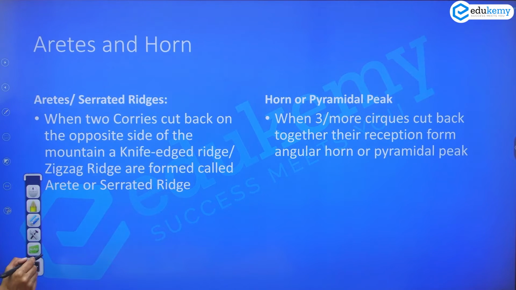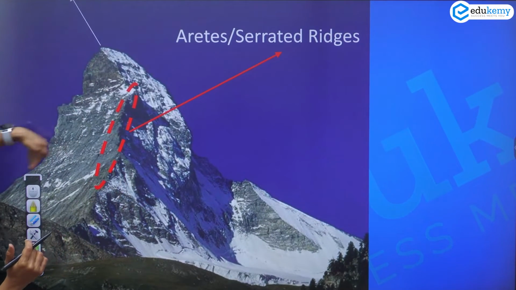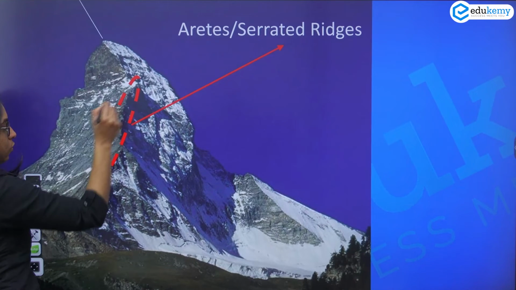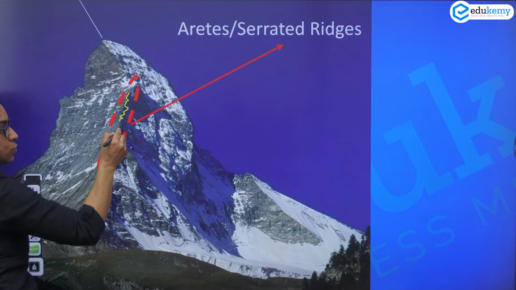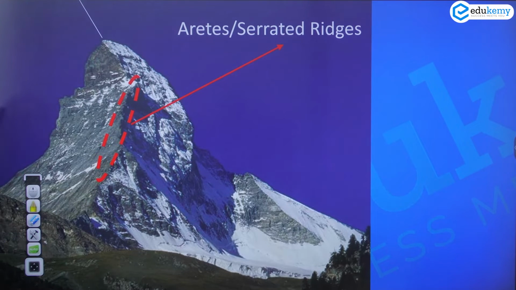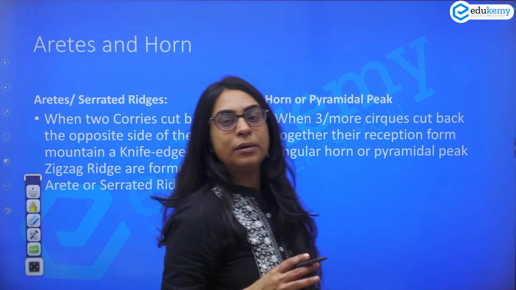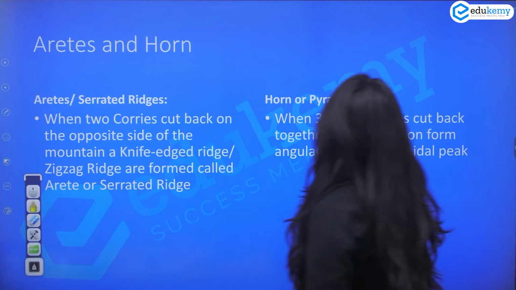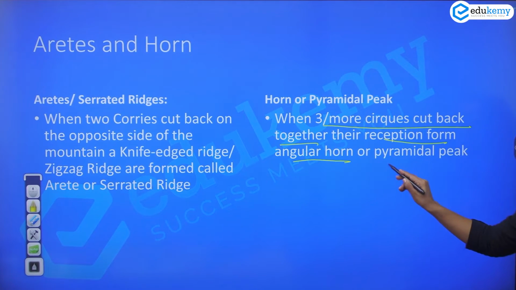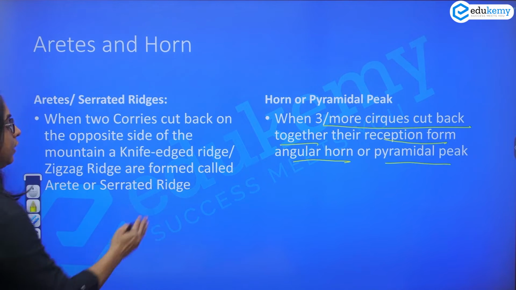Here you can visualize the arete or the serrated ridge. Here one quarry has operated, here the other quarry has operated, and you get a ridge. You get a high peak, some small peaks, which is knife-like. This is called a serrated ridge. Moving on, what is a pyramidal peak? The pyramidal peak is when three or more are cut back together, their reception forms an angular horn or the pyramidal peak. Here, not only two quarries but three quarries are operating.